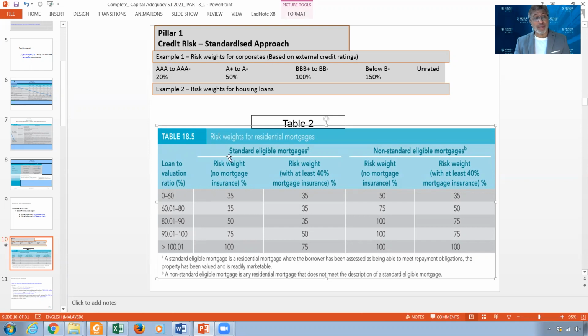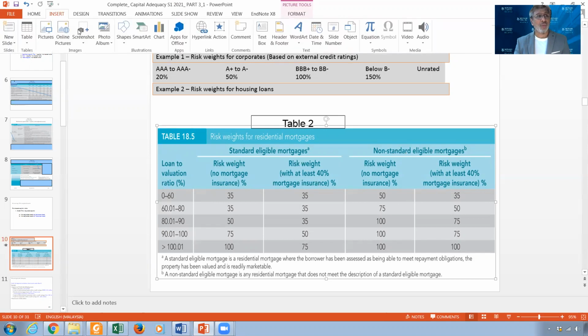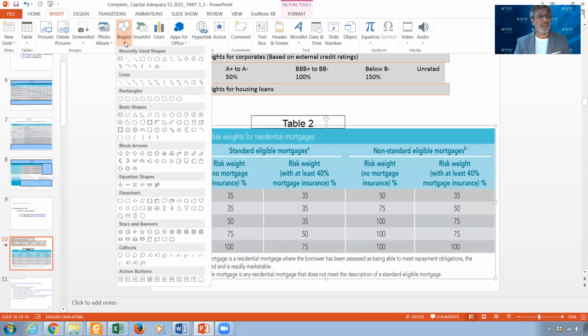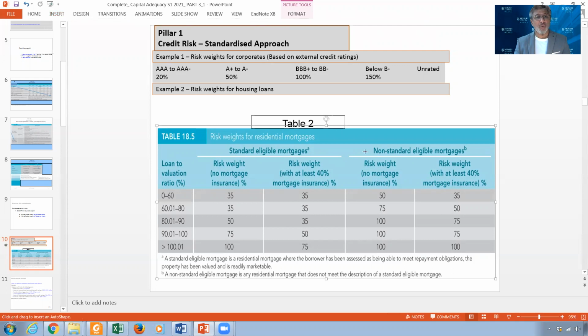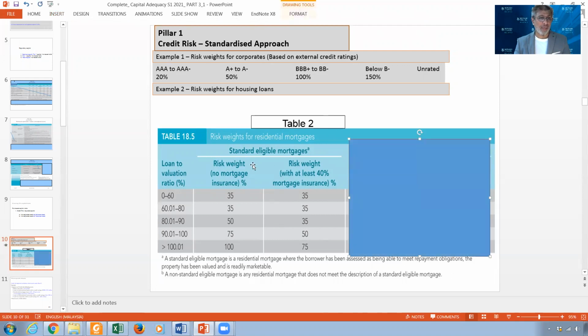Now, they have standard contracts for the mortgages. Some of them are insured, some of them are not insured. And we have non-standard mortgages. Actually, we are not using this one, so you can ignore it. In this class at least, we are usually using the standard eligible mortgages, which are standard contracts.